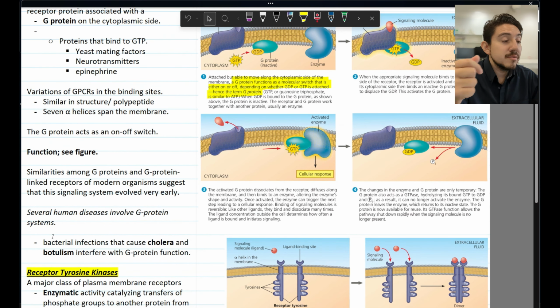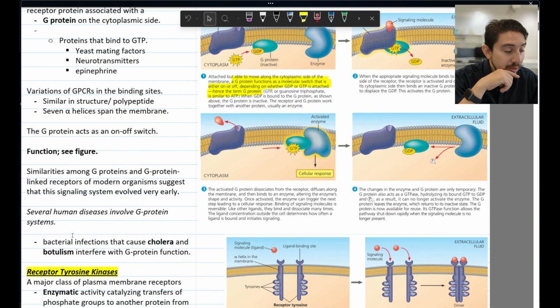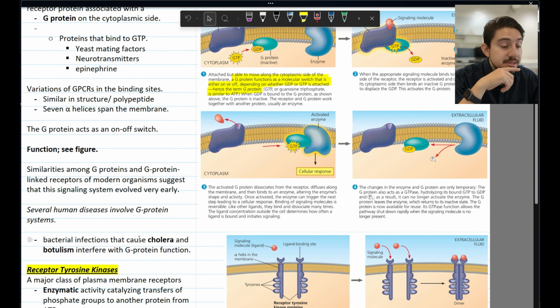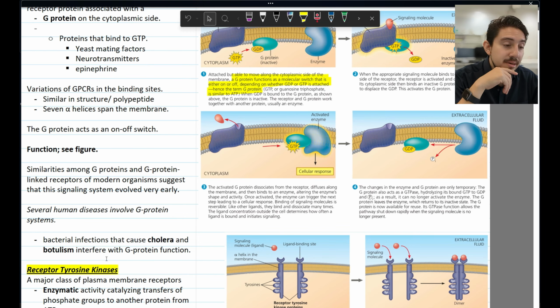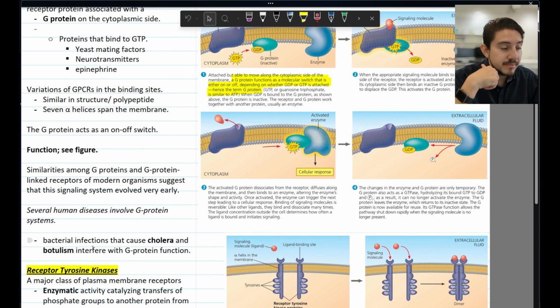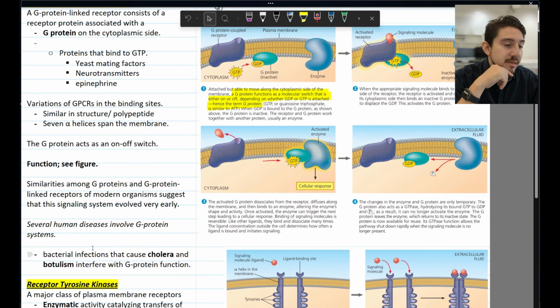And of course, relaying with GTP and functioning with neurotransmission and so forth, it again does have some implication with human diseases. Okay, bacterial infections cause cholera and botulism. They interfere with G protein function. If you somehow inhibit or over promote, you can cause some disease or condition in the body.